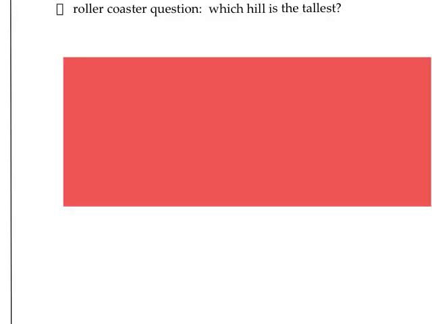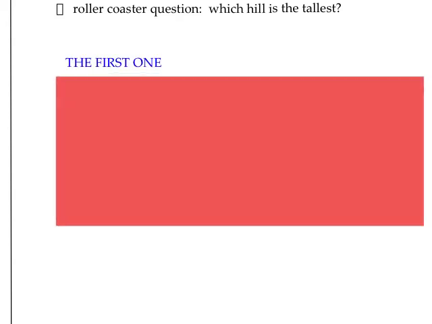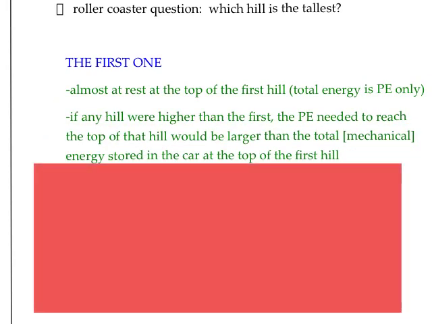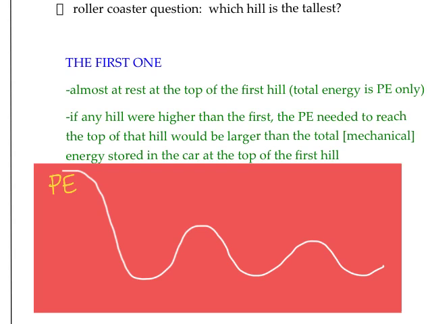And I do have a question for you. If you think about riding a roller coaster, which hill in the roller coaster should be the tallest? Hopefully you answered that it would be the first one. And the reason for that is as follows. You're almost at rest at the top of your roller coaster, so let's draw a little picture. The roller coaster is almost at rest up here at the top, so that would give it all gravitational potential energy.